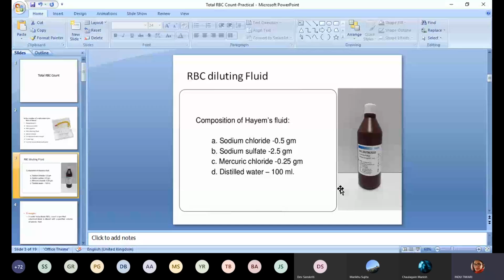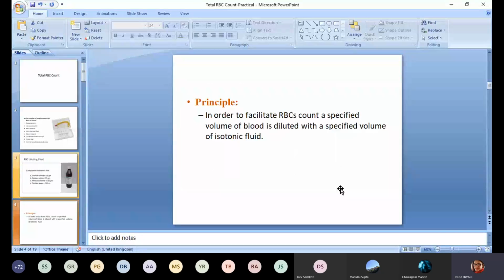Okay. Now we will continue with the procedure. The principle of this whole experiment is to facilitate the count of the RBCs in a specific volume of blood, which is diluted with a specific volume of the isotonic fluid, which in this case is called the RBC diluting fluid or Hayem's solution. All right. So what is the procedure?